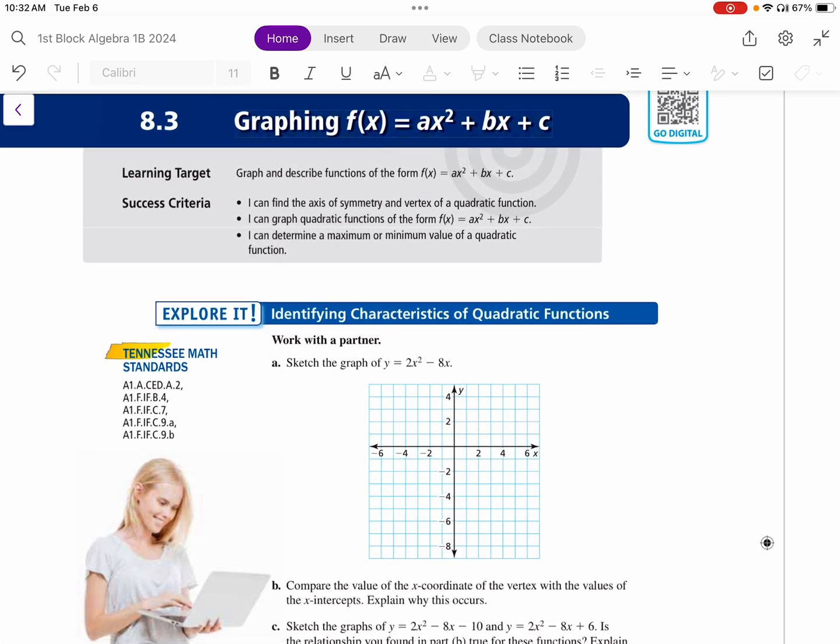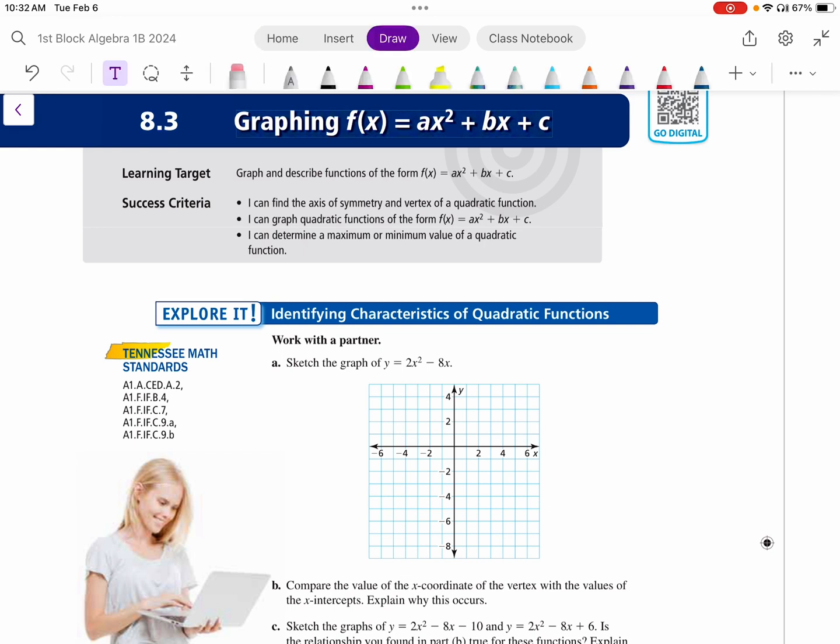It does build right on what we did in 8.1 and 8.2. You notice the standard form of a quadratic. Yes, I'm going to write it every time. It is very important for you to memorize. y equals ax squared plus bx plus c.